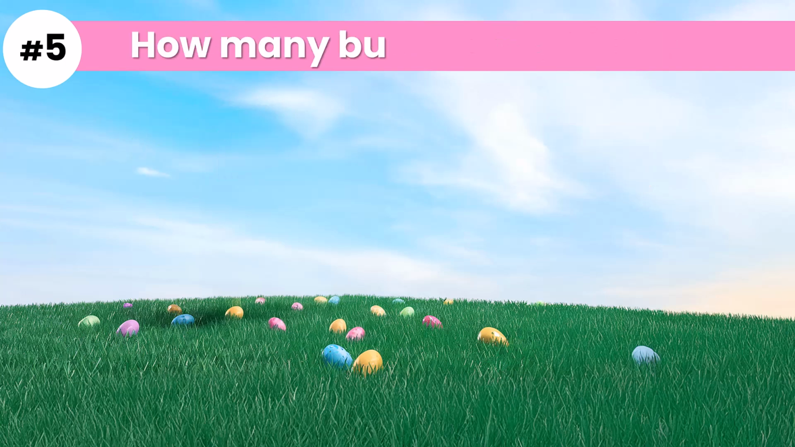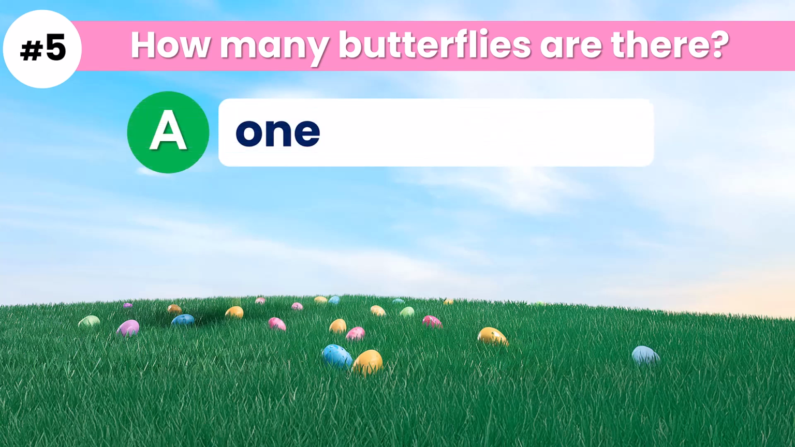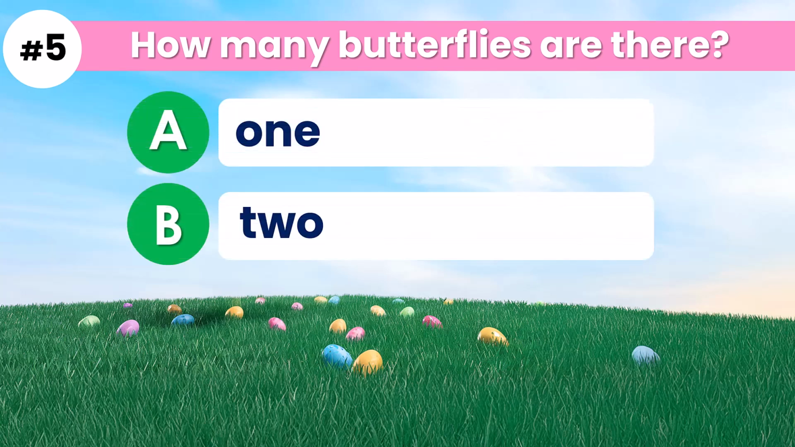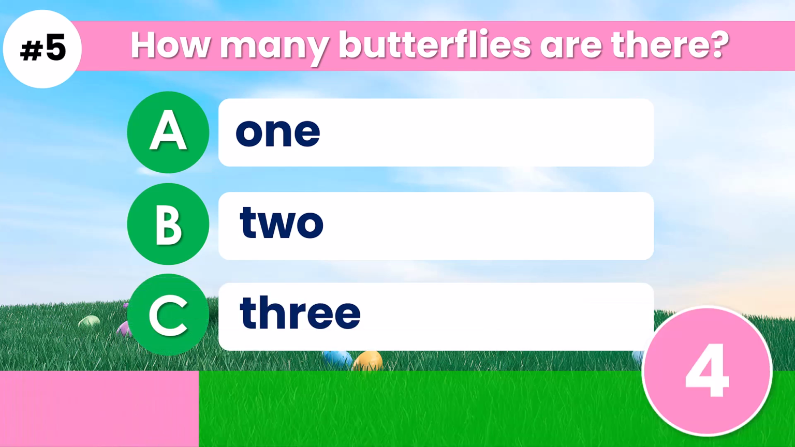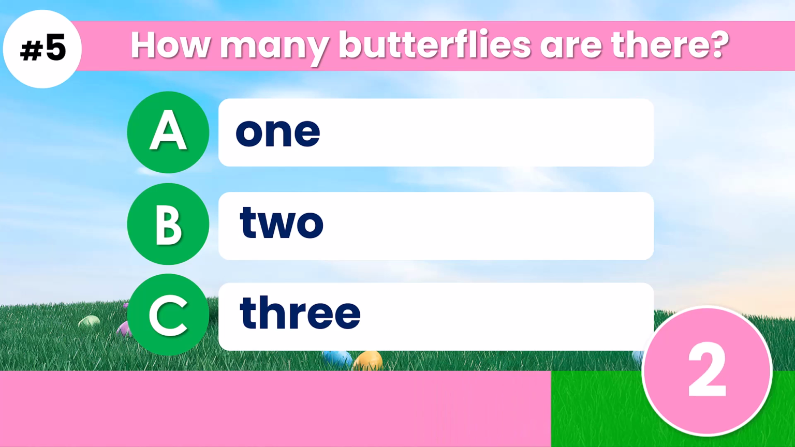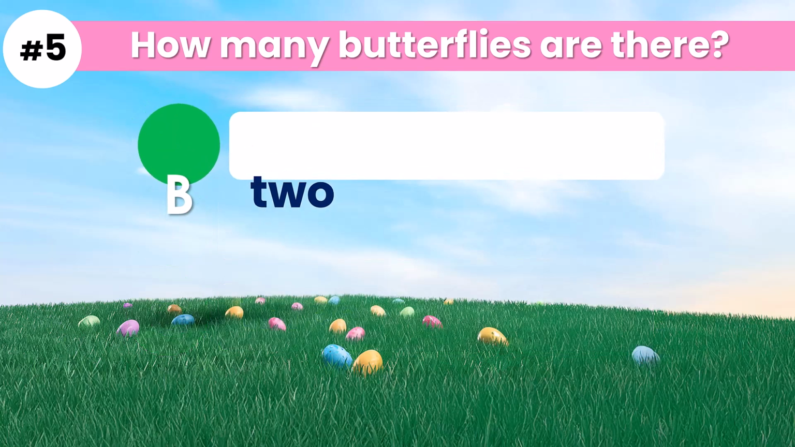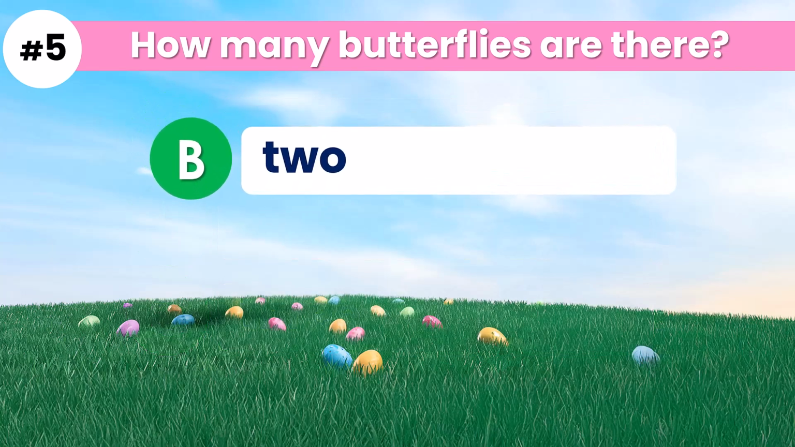Number 5. How many butterflies are there? A. 1, B. 2, or C. 3? The correct answer is B. 2.